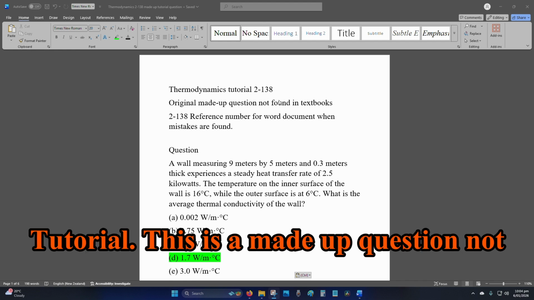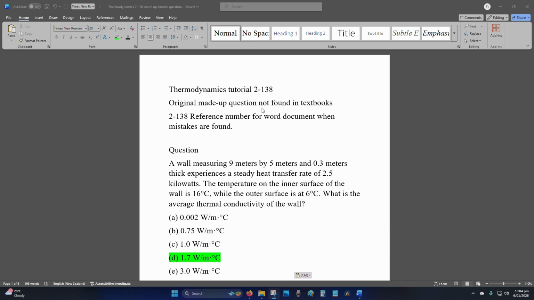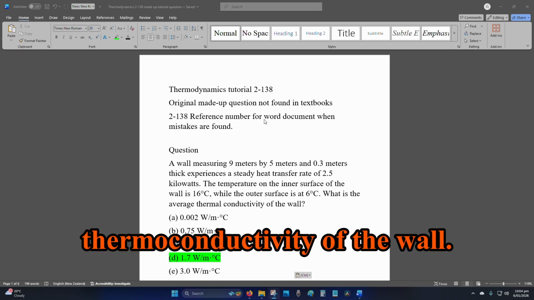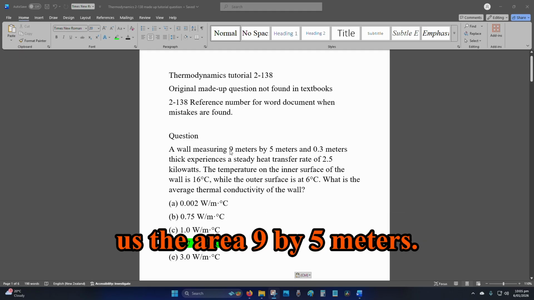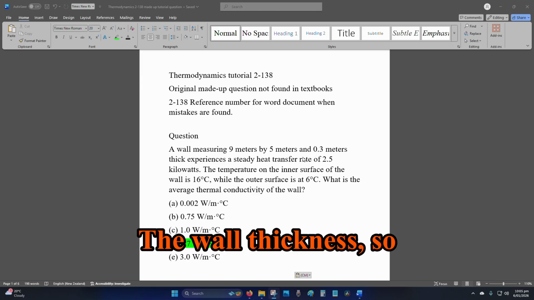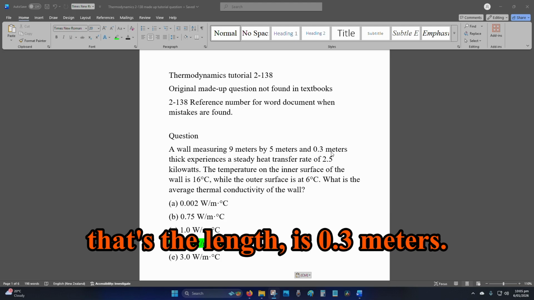This is a made-up question not found in your textbooks. We want to find the thermal conductivity of the wall. They give us all the variables. They give us the area, 9 by 5 meters. The wall thickness, so that's the length, is 0.3 meters.